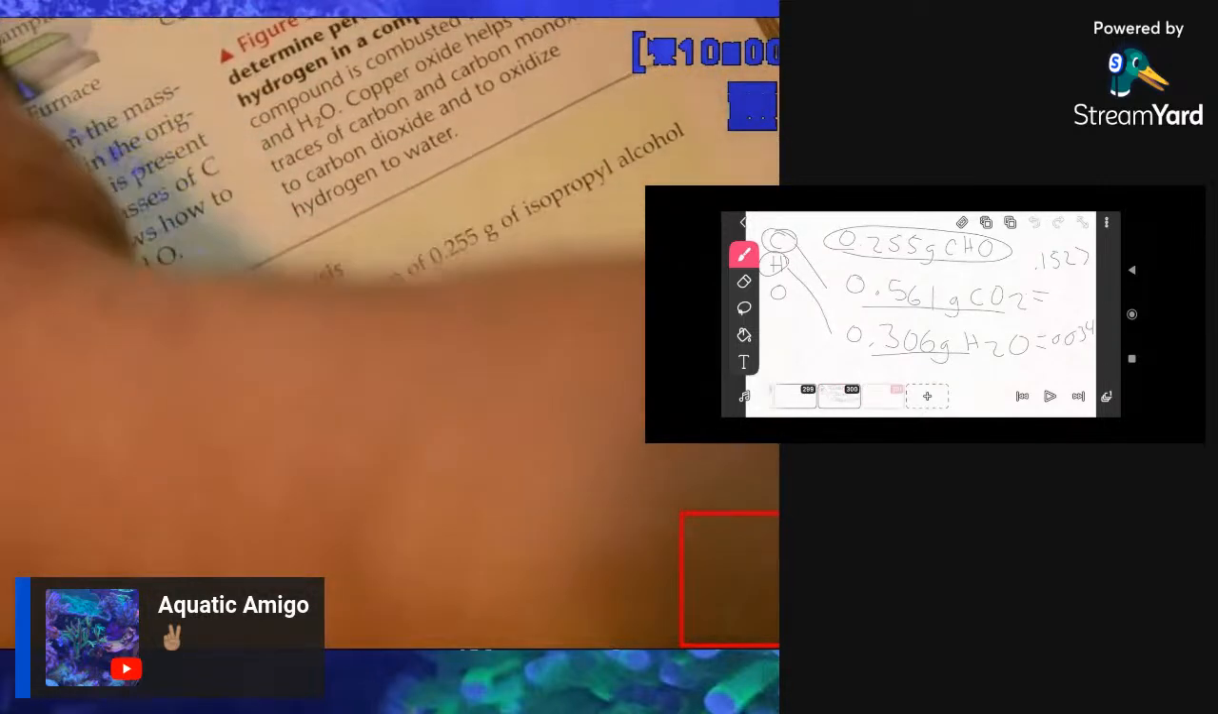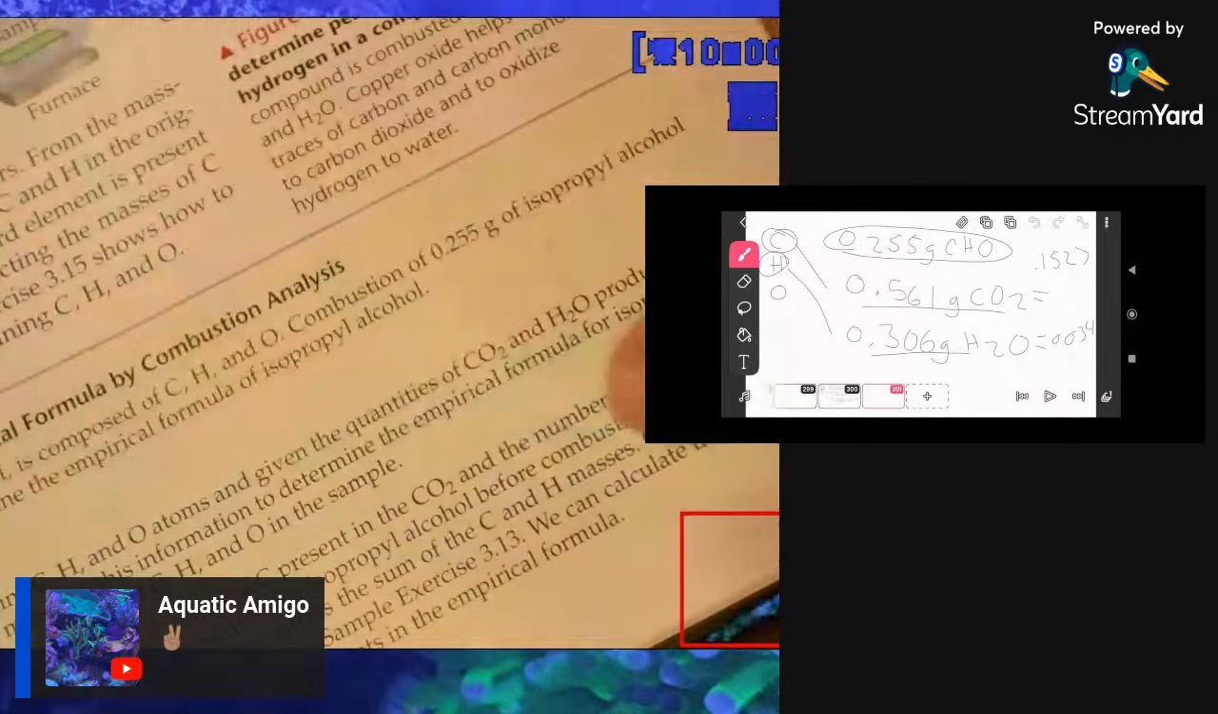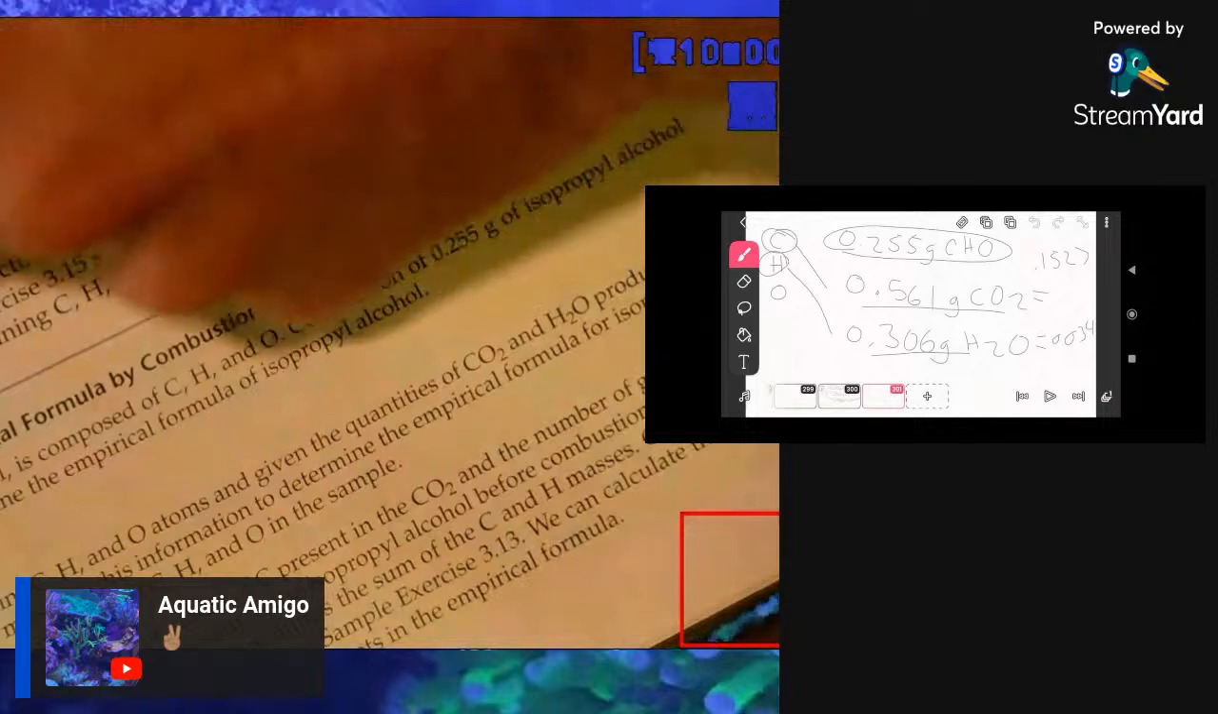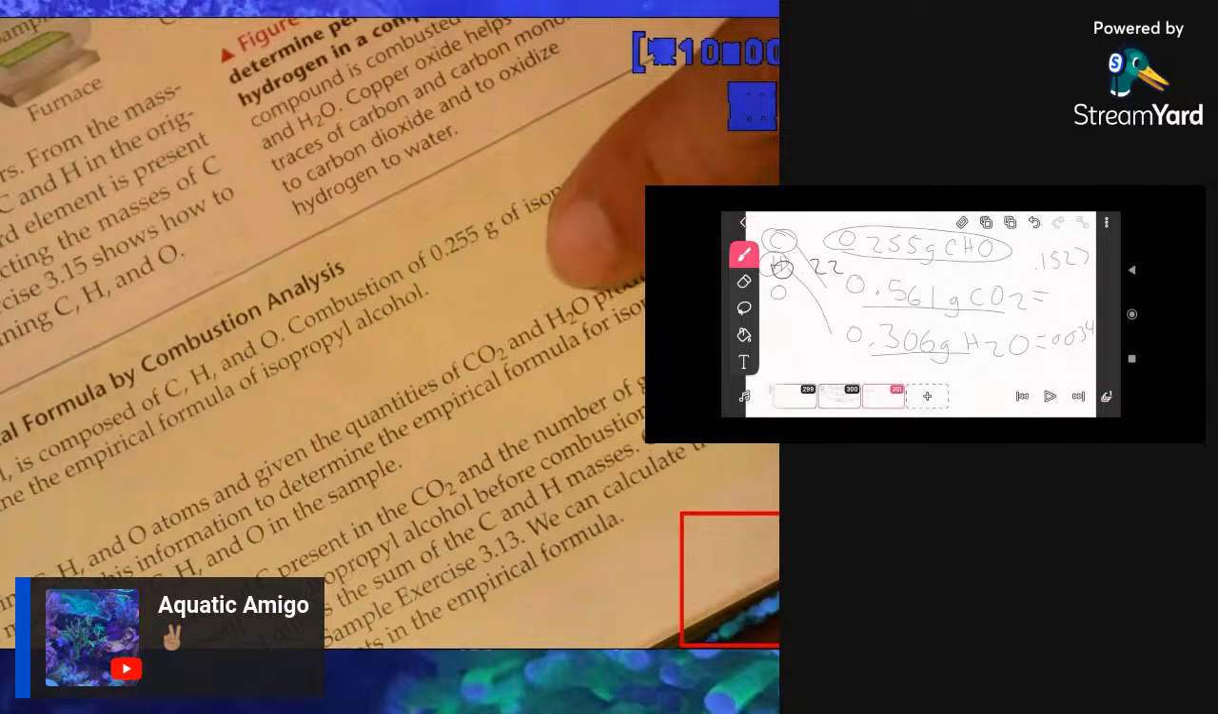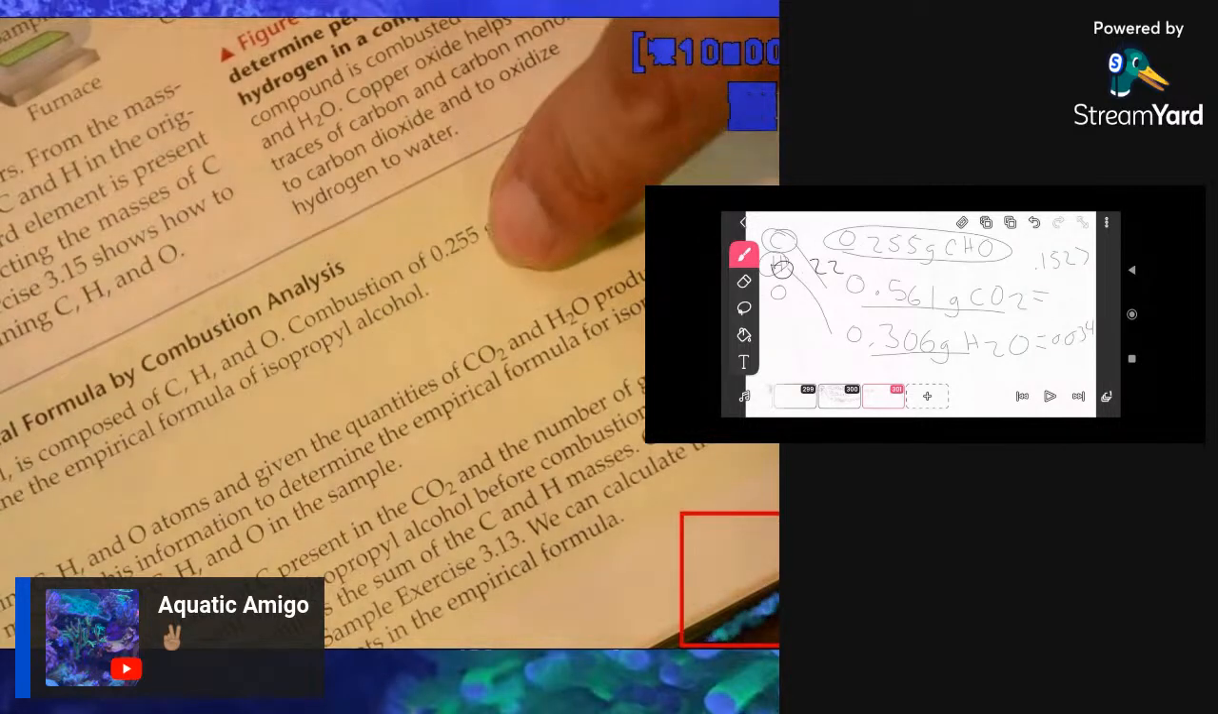All right, so let's write that down. Let's write it down first. Hold on. So let's write down the number they gave us, which was 0.225.